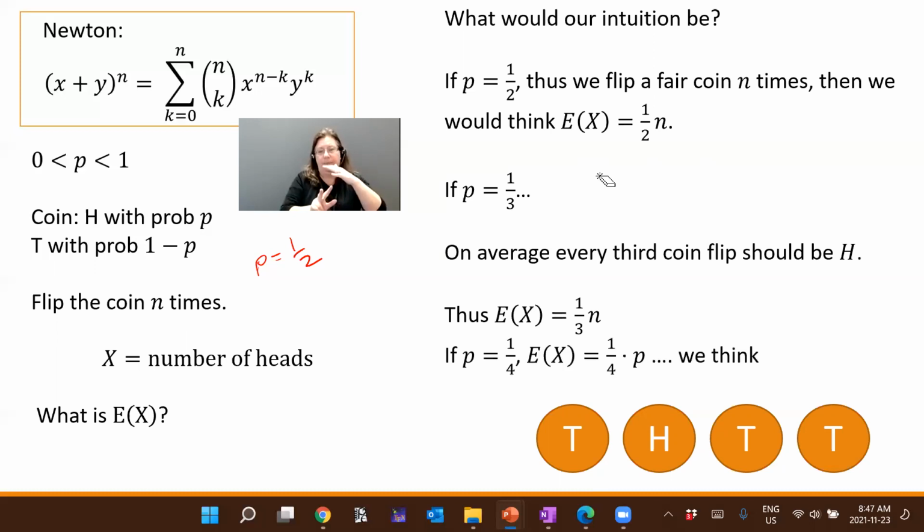And yeah, so if the probability was 1/4, then the expected number of heads that we flip would be about 1/4 times n. There's always at least one. Right? So that's what we think. That's sort of our intuition. But we can verify that with the tools that we've learned so far.